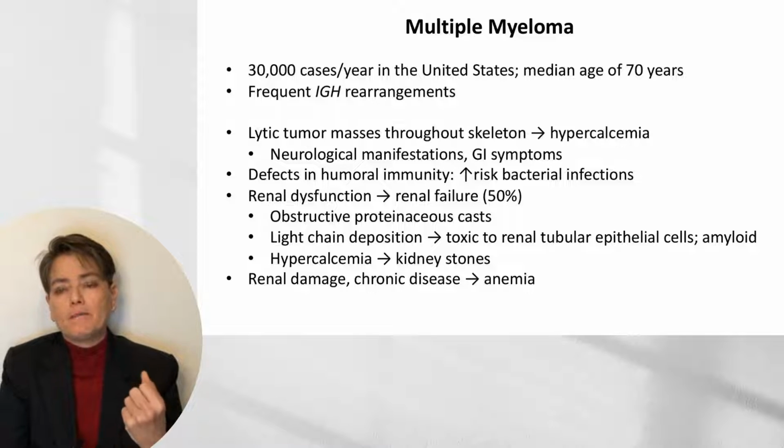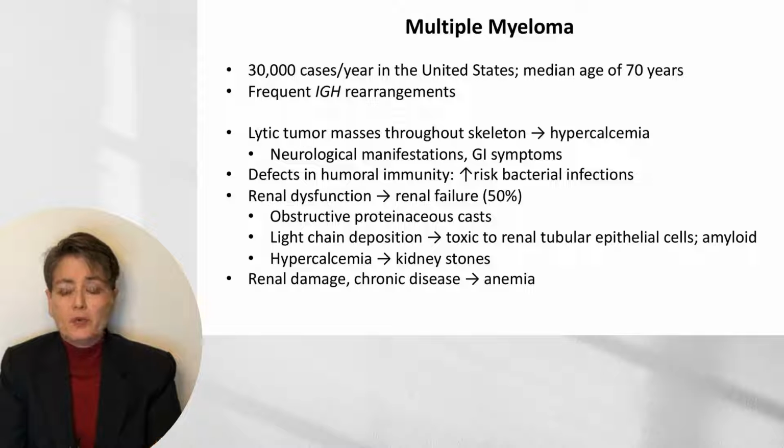This can be because this abundant protein that's being shed can result in obstructive proteinaceous casts, or we can get this light chain deposition in the kidney. The light chains are toxic to renal tubular epithelial cells, and we can also get the buildup of amyloid, which is detrimental to the kidney. Hypercalcemia, which we just discussed, can lead to kidney stones.